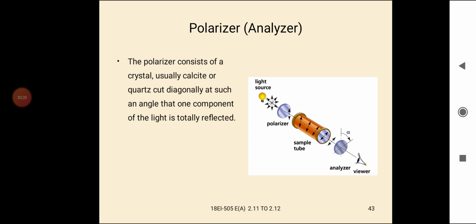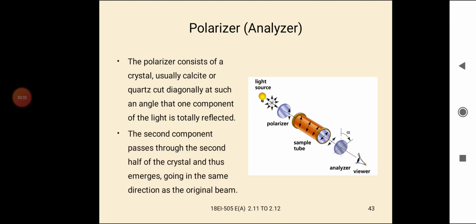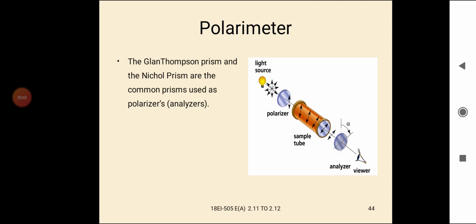The polarizer consists of a crystal, usually calcite or quartz, cut diagonally at such an angle that one component of the light is totally reflected. The second component passes through the second half of the crystal and thus emerges going the same direction as the original beam. The Glan-Thomson prism and Nicol prism are the common prisms used as polarizers.